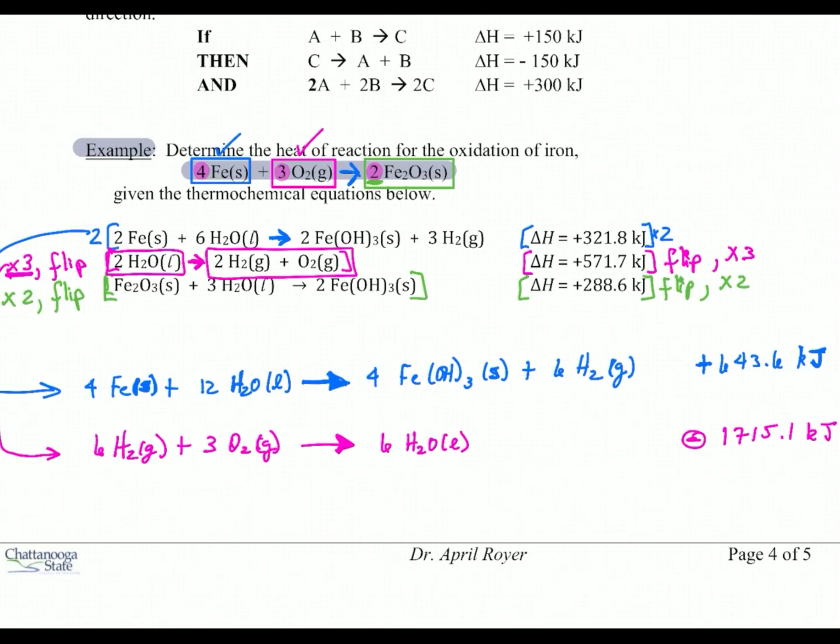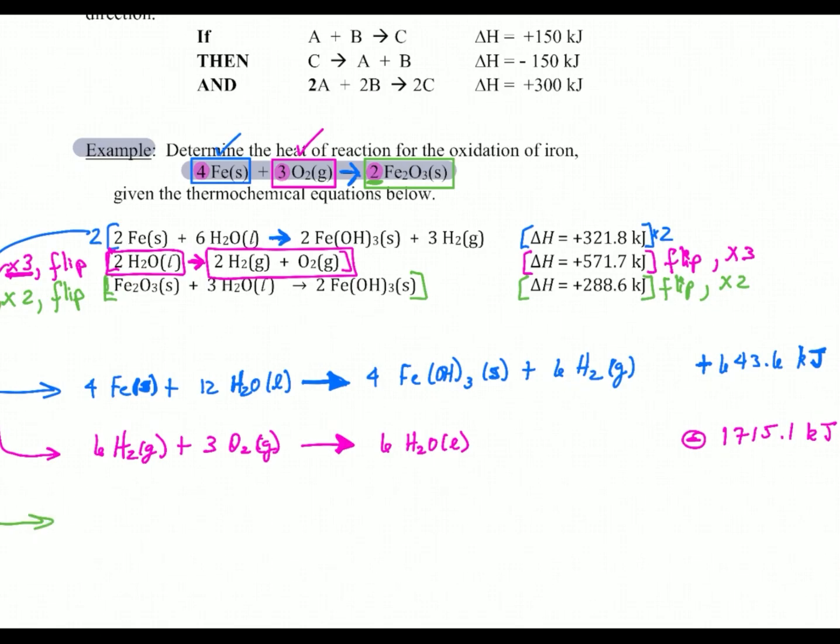Okay, so in our third equation, we're going to do that in green. We said we need to flip this equation and multiply through by 2. So the products are going to be on the reactant side now. So I'm going to have Fe(OH)3 solid. How many will there be? There were 2 to begin with, and I'm supposed to multiply that times 2, so there'll be 4 of those.